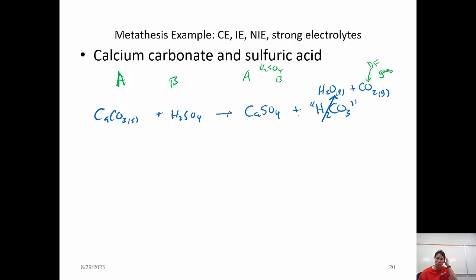What are the other driving forces? Weaker acids? Yeah, weaker acids. Going from a stronger acid, it doesn't have to be a strong acid, just a stronger acid to a weaker acid. Okay, H2SO4 is a strong acid. Is carbonic acid a strong acid? No, that's a weak acid. So in this case, we're going from a stronger acid, SA, to a weaker acid, WA. And so that's what I'm going to use. S does not stand for strong. It doesn't have to be strong. It just has to be stronger than the other.